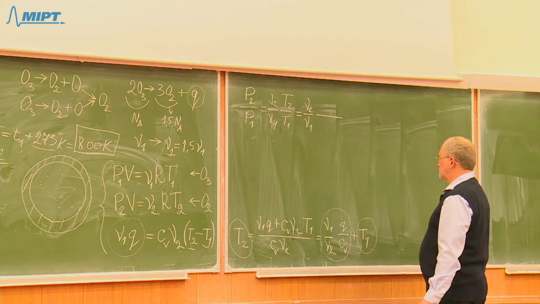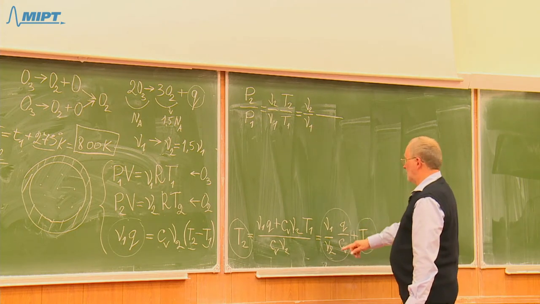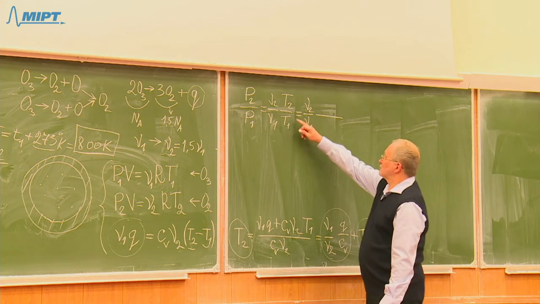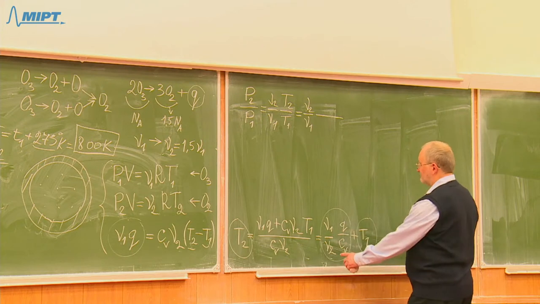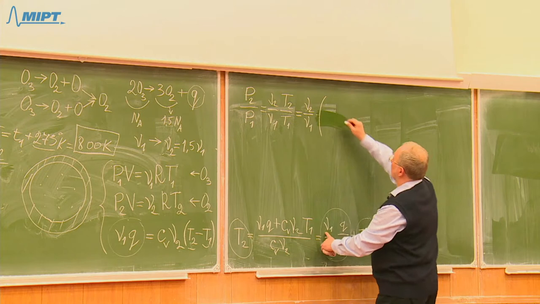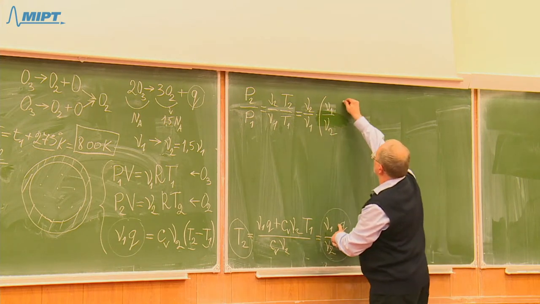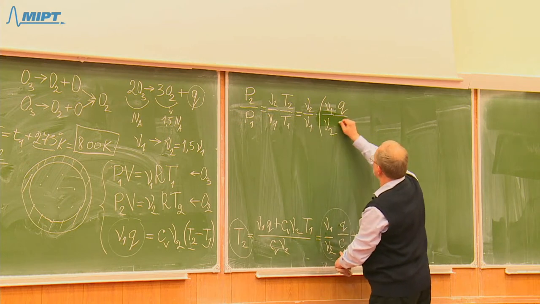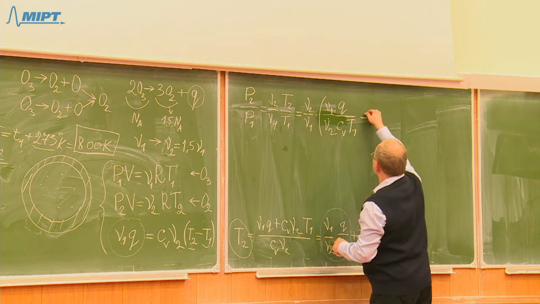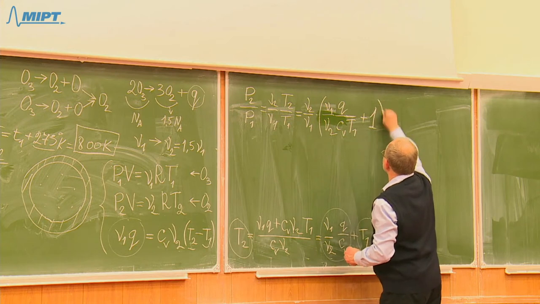We may take this equation here, and we may divide it by T1. I have to take this equation and divide it by T1. So I will put it this way. Nu1 divided by nu2, Q over Cv, and temperature T1 here, plus T1 divided by T1 will give you just unity.